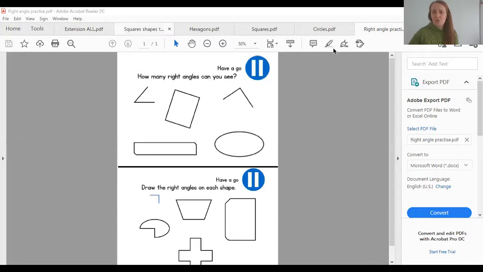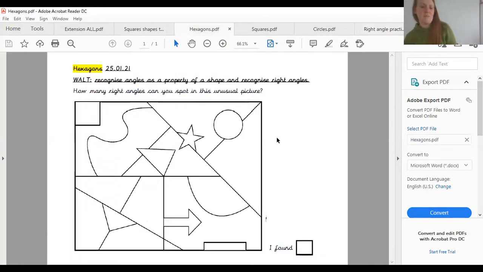And also it's important to remember that we are now back to our normal grouping. So we are back to circles, squares and hexagons. You should know which group you're on. So here's the hexagons. It's got your group name at the top, the date and the WALT, which is to recognise right angles. Now you've got this very unusual picture.